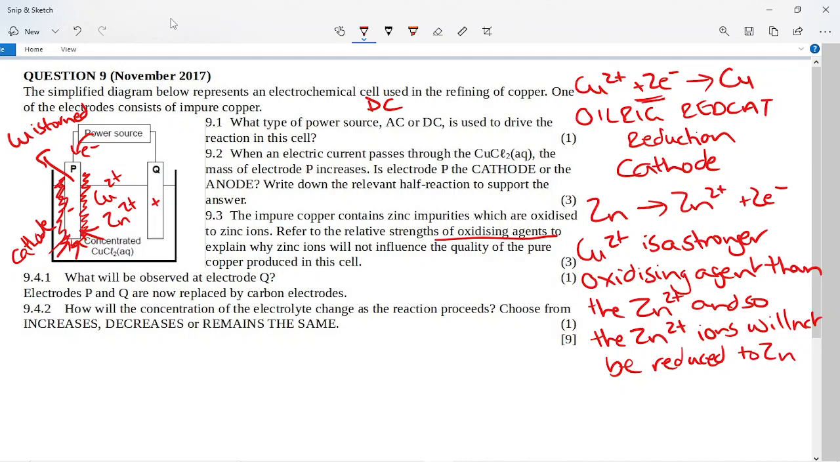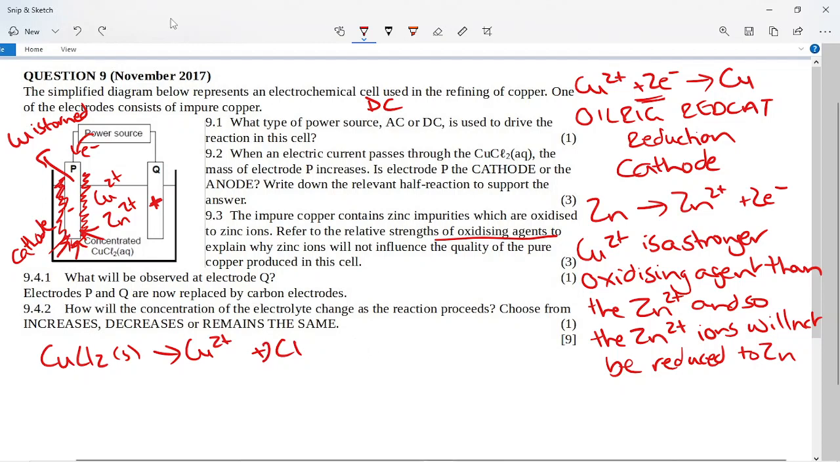Now it says, what will be observed at electrode Q? Okay, so electrode Q, remember electrode Q is positive. And what is happening here? What do we have in solution? If you look here, it said we started with copper chloride. So copper chloride, when it goes into solution, makes copper 2+ ions and chloride ions. Two chloride ions will come out of this.